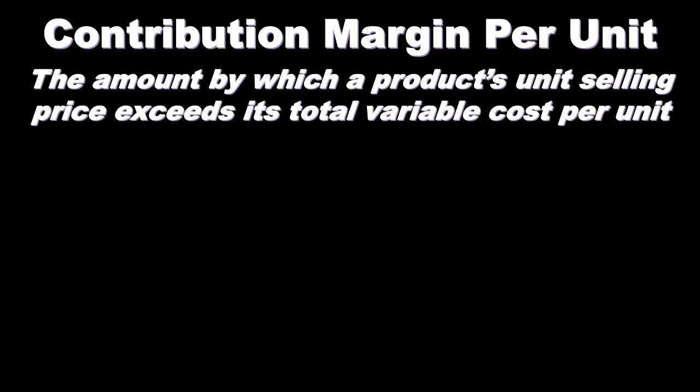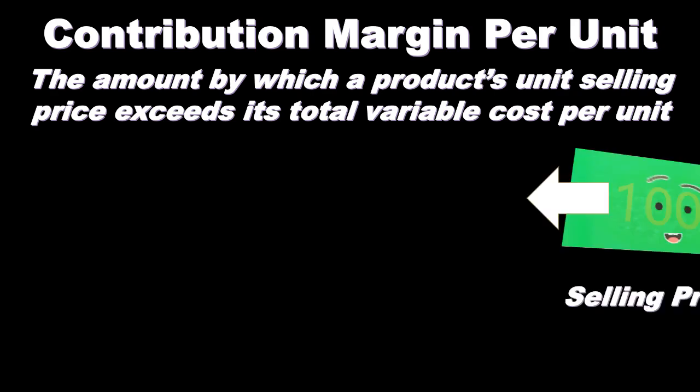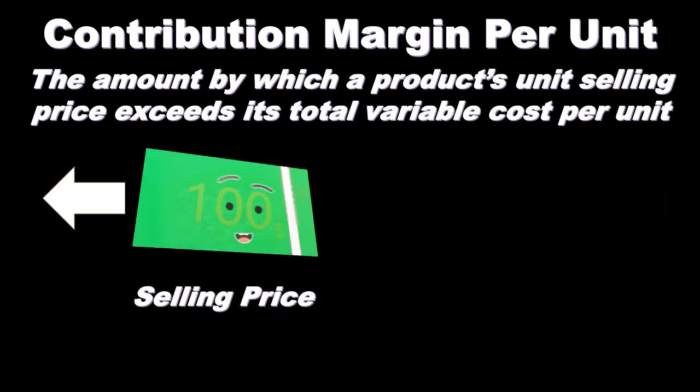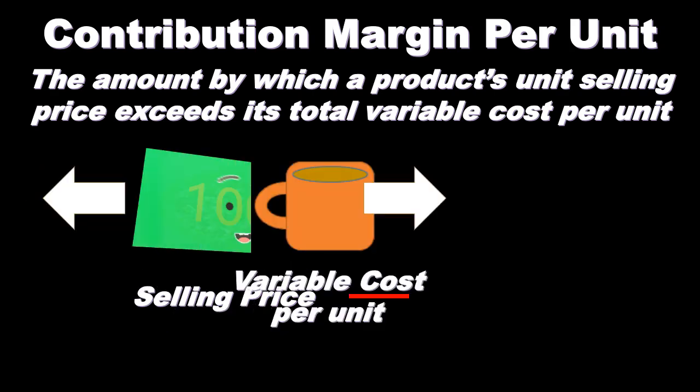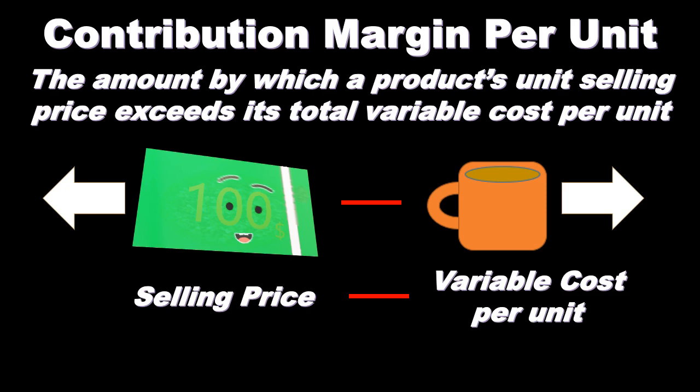We'll start with the per unit because that's going to be its basic building block format. So the contribution margin per unit is the amount by which a product's unit selling price exceeds its total variable cost per unit. So once again, we're considering on a per unit basis what we have in terms of the selling price, which is what's coming in, as compared to the variable cost per unit, which is what's going out.